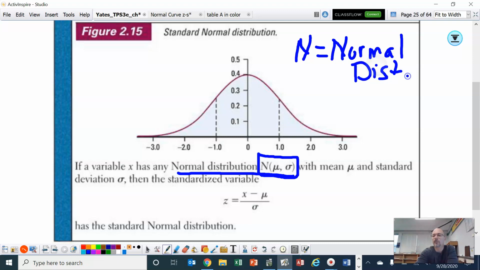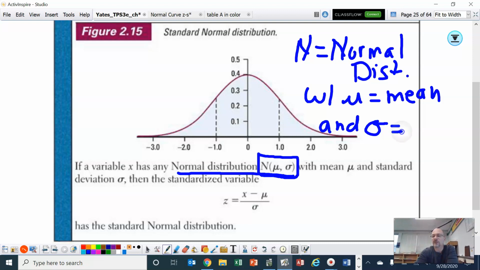Normal distribution with mu as the mean and sigma as the standard deviation. All right, so you may see that notation and you need to know what it means. Oh, that big N means it's normal. The first number is the mean, the second number is the standard deviation. Okay, it's kind of like an ordered pair, but it's not on the coordinate plane. It's the mean and the standard deviation.